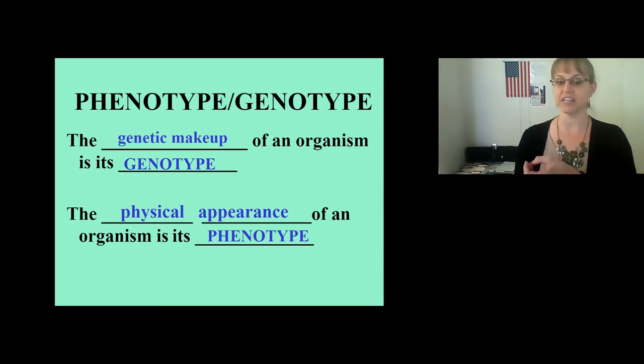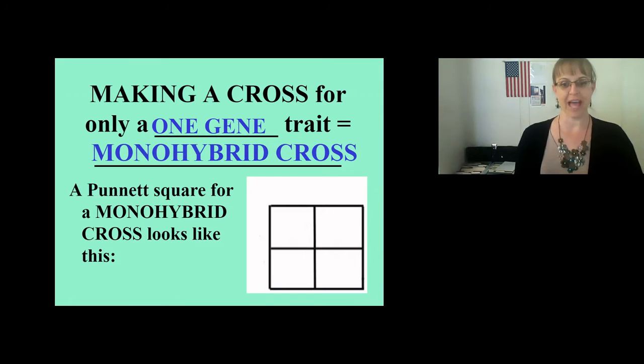And then finally, it could have a genotype of lowercase t, and its phenotype would be short. We are going to learn how to do monohybrid crosses. The prefix mono means one. So when we are looking at one gene, that's a monohybrid cross. You will draw what's called a Punnett square. The word Punnett is always capitalized because it's named after Mr. Punnett, who figured this out.